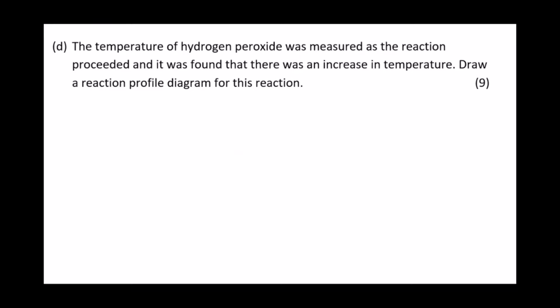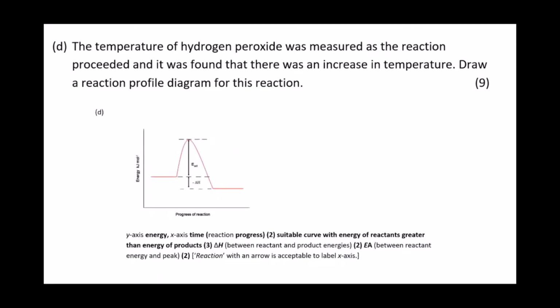Then the temperature of the hydrogen peroxide was measured as the reaction proceeded, and it was found that there was an increase in temperature. Draw a reaction profile diagram for this reaction. So there's an increase in temperature as it proceeded, which shows that it's an exothermic reaction. Okay, so you have your reaction profile diagram for an exothermic reaction. That's 9 marks for that.